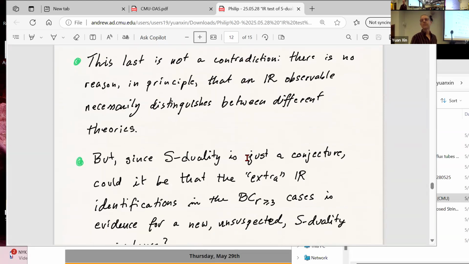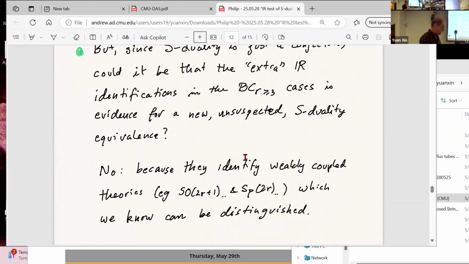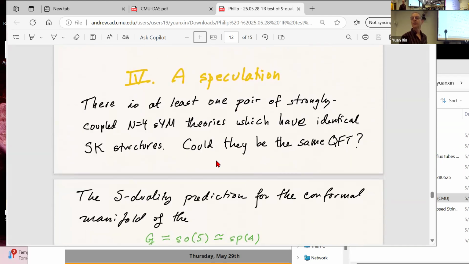Well, this is not actually a contradiction. There's no reason in principle that an infrared observable necessarily distinguishes between different theories. But since S-duality is just a conjecture, we could ask, maybe we should take this as evidence that there are extra S-duality identifications. Well, this can't be the case for what I just said, because they would actually identify two different weakly coupled theories, and there are other observables that we can use to distinguish them. However, here's one thing that we've noticed: there's at least one pair of strongly coupled N=4 super Yang-Mills theories which have identical SK structures just at strong coupling.